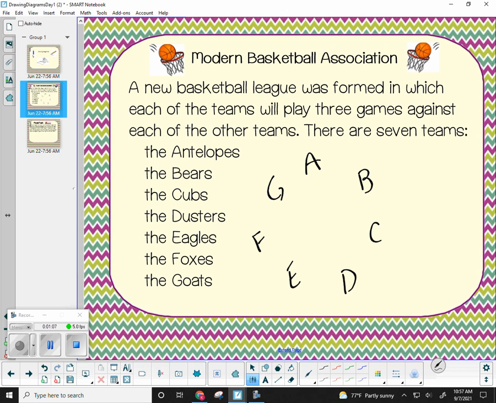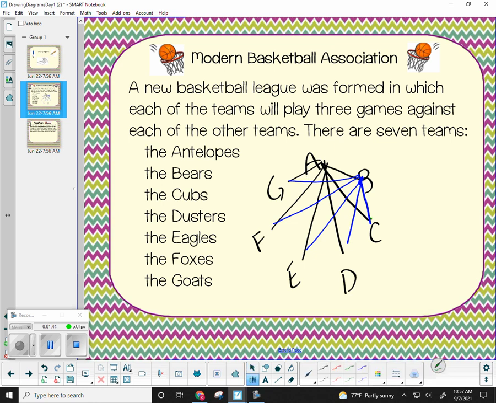Okay, so let's think about the Antelopes here. The Antelopes are going to have to play the Bears, the Cubs, the Dusters, the Eagles, the Foxes, and the Goats. So right now we've already played 1, 2, 3, 4, 5, 6 games. By the time that they're 3, that'll be 18. Well, hold on. Let's just play one game first. So right now we've played 6 games. Now, Team B has already played a game here, right? So we had 6, so this is 7, 8, 9, 10, 11. So now we played a total of 11 games.